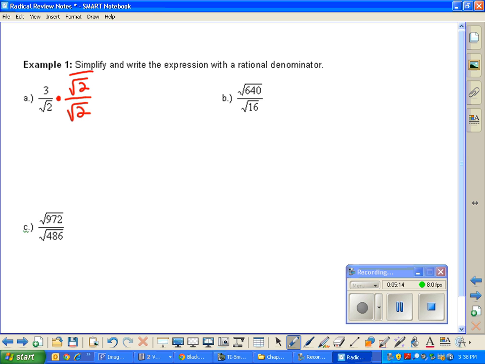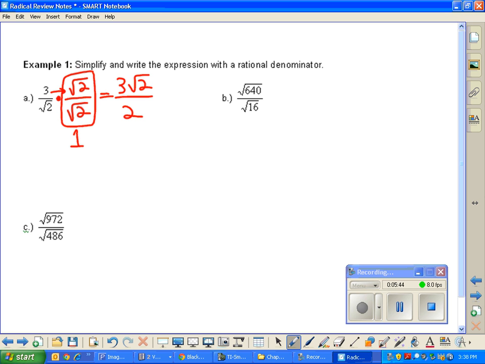Recall that this is essentially just 1. The square root of 2 divided by the square root of 2 is just 1. So I'm not actually changing the numeric value of the rational expression. I'm just changing the form that it comes in. And when we multiply fractions, we multiply straight across. So I would take 3 times the square root of 2, and that's just 3 root 2. And then as we said in the warm-up, the square root of 2 times the square root of 2 is basically the square root of 2 squared. So that's just 2.